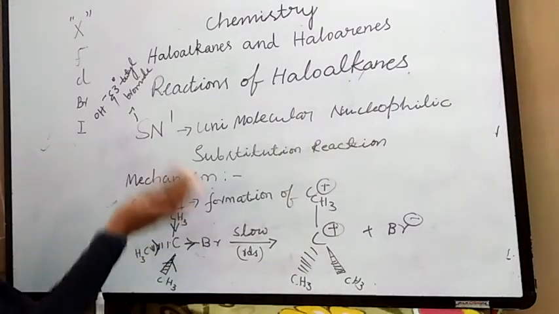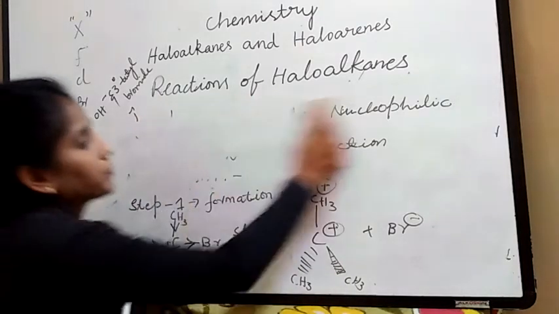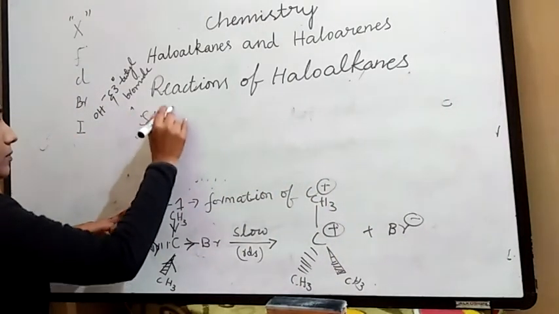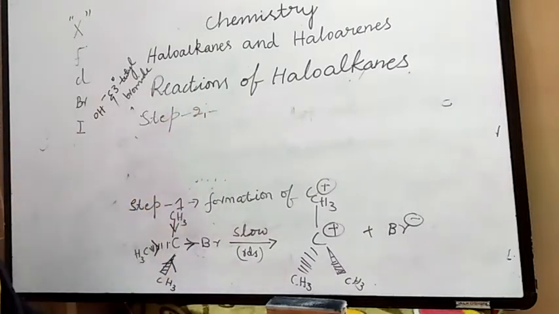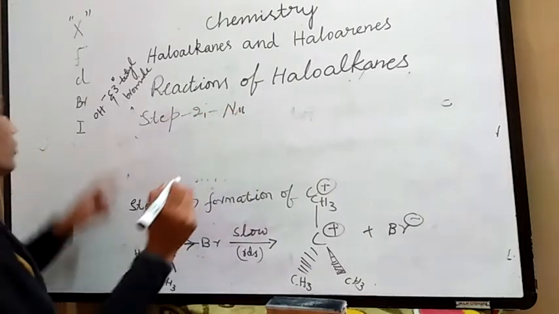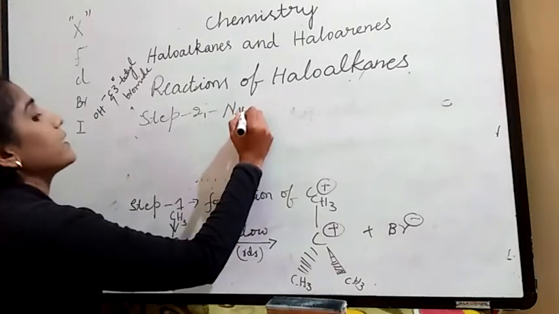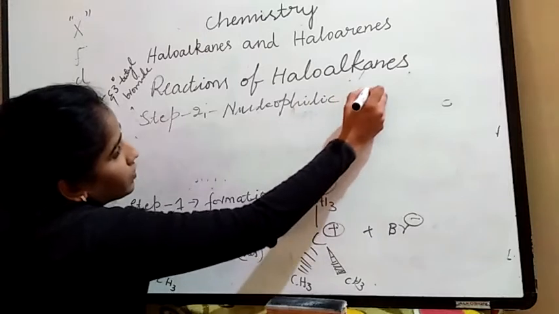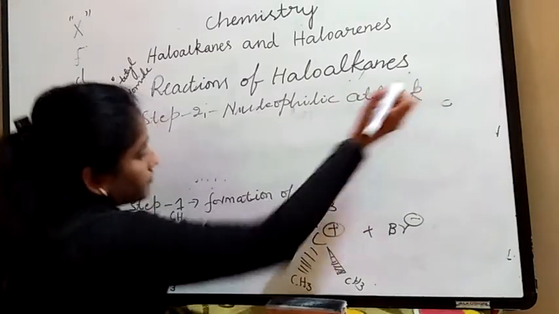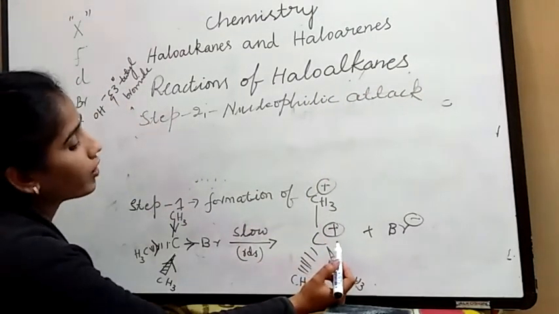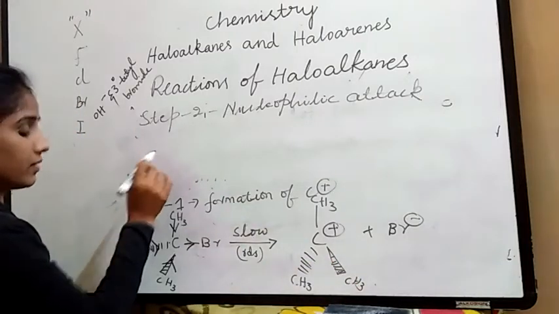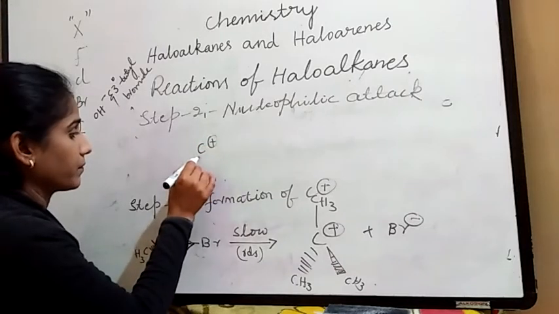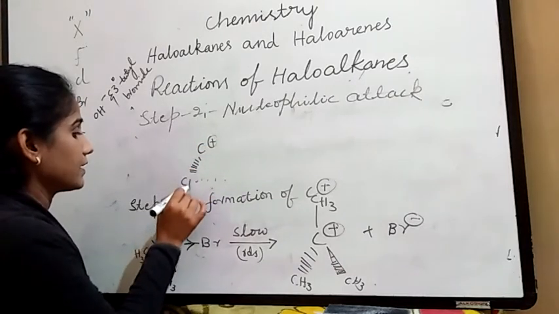Okay. Step 2 is, see here I am writing the step 2 here only. Step 2 is nucleophilic attack. Which is the nucleophile here? OH minus. Nucleophilic attack. See, whatever the carbocation formed in step 1, I am taking here the same thing. CH3.